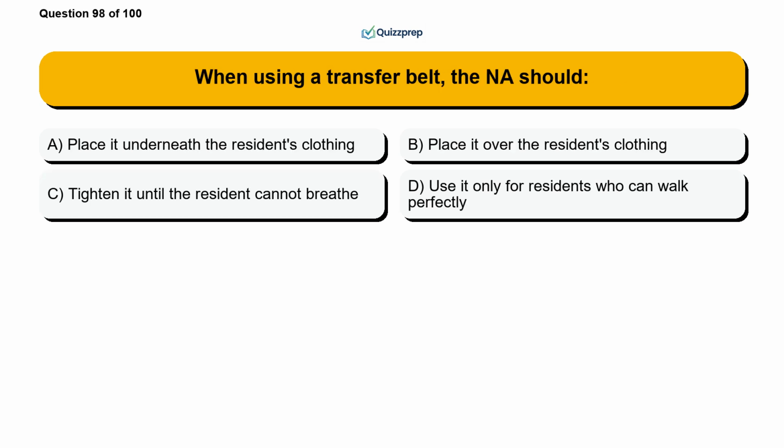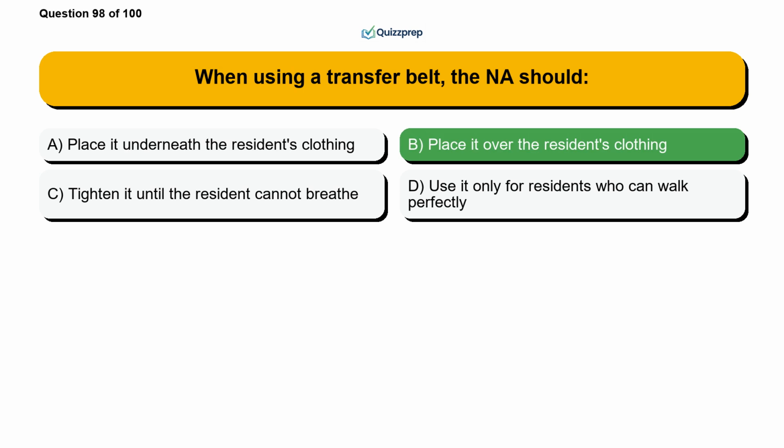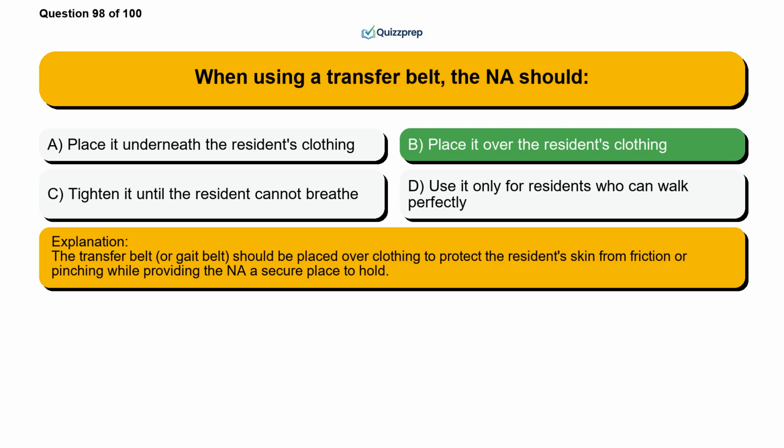Question 98. When using a transfer belt, the NA should: Option A, place it underneath the resident's clothing. Option B, place it over the resident's clothing. Option C, tighten it until the resident cannot breathe. Option D, use it only for residents who can walk perfectly. The correct answer is option B, place it over the resident's clothing. The transfer belt, or gait belt, should be placed over clothing to protect the resident's skin from friction or pinching while providing the NA a secure place to hold.